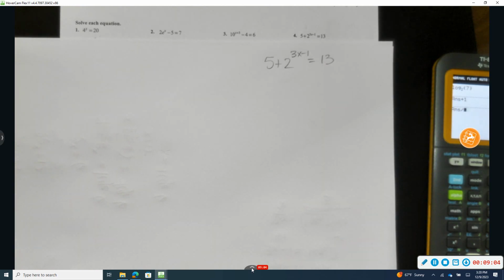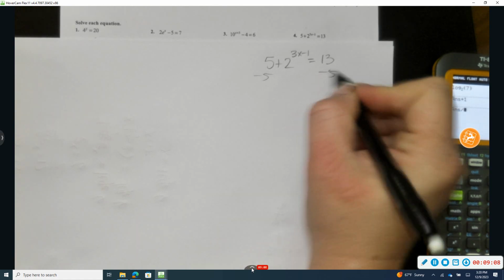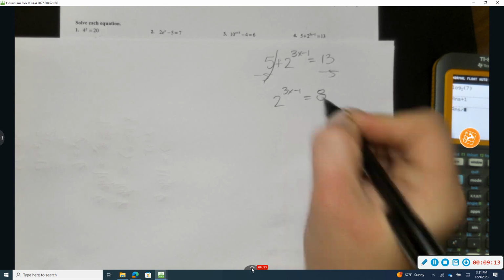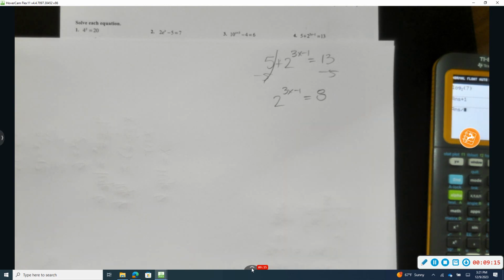Let's take a look at number 4. Number 4, I'm going to start by subtracting 5 from both sides. I get 2 raised to the 3x minus 1 equals 8. And in my mind, I'm thinking to myself, how can I rewrite 8? 2, having the same base, 2 raised to what value is it possible to get 8?